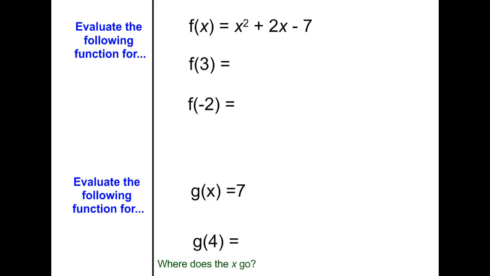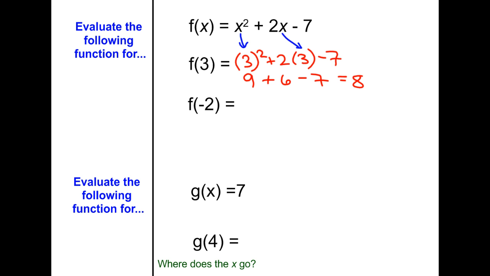So for instance, for this one, f of 3 is going to be 3 squared plus 2 times 3 minus 7. Notice that every time I had an x in my original equation, I replaced it with a 3. Now we just solve from there. So we're going to get 9 plus 6 minus 7. 9 plus 6 is 15, minus 7 is going to equal 8.